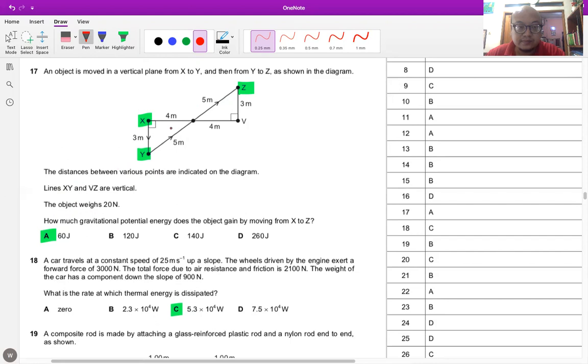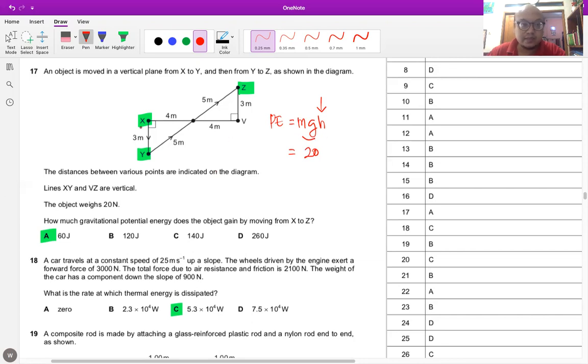X to Z. Potential energy depends on H. Potential energy means mgh. So this is about H. The question asks about H. When they have weight, mg is 20 Newton.